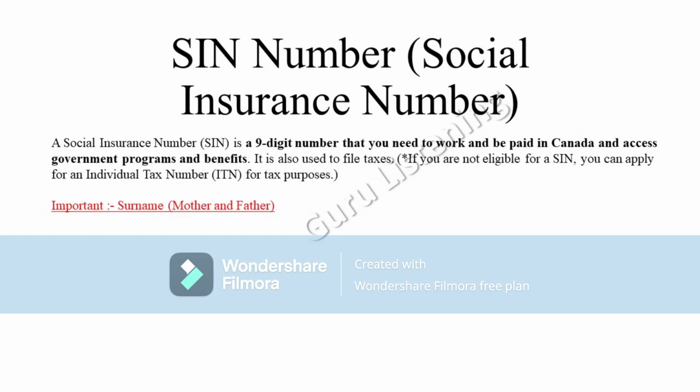A social insurance number, SIN, is a 9-digit number that you need to work and be paid in Canada and access government programs and benefits. It is also used to file taxes. If you are not eligible for a SIN, you can apply for an individual tax number, ITN, for tax purposes. Important: surname, mother and father, required for SIN number registration.